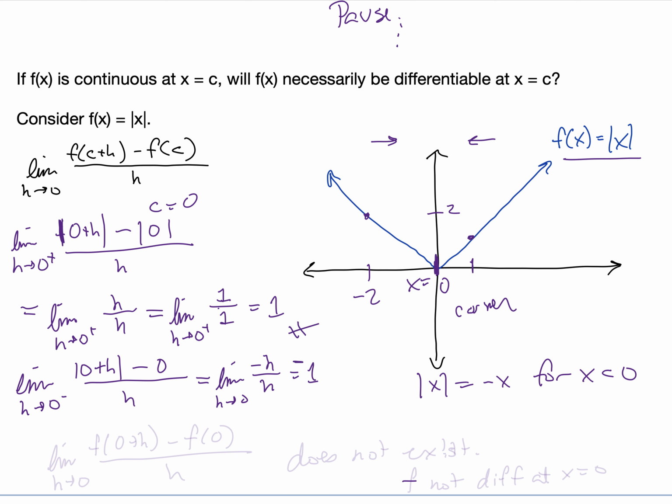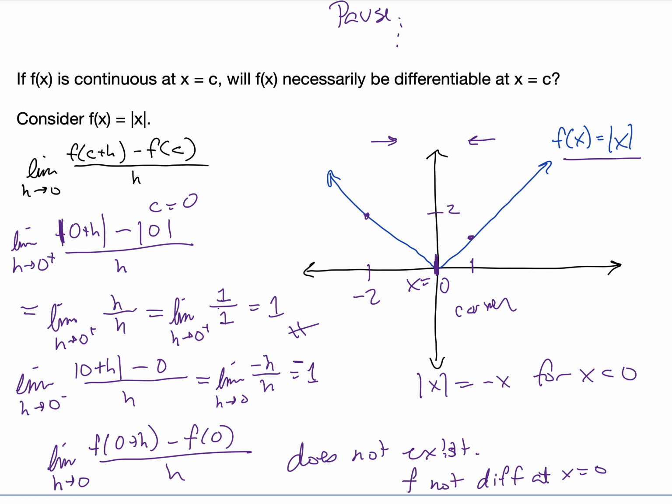So these limits are not equal, and therefore the limit as h goes to 0 of f of 0 plus h minus f of 0 all over h does not exist, and therefore f is not differentiable at x equals 0. But it is differentiable everywhere else.